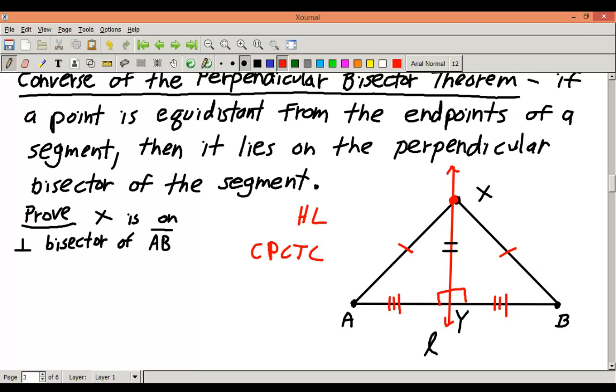So that makes point X, which was equidistant from the endpoints of that segment AB. That was part of our given. That proves that it lies on the perpendicular bisector of segment AB because it lies on the perpendicular. That's the way I drew it. And it lies on the bisector. We just proved that segment AY is congruent to segment BY. So that's the proof of the theorem.